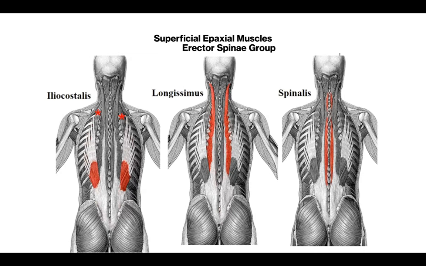Let's talk about that specific insertion point for longissimus. It's specifically the transverse processes of cervical and thoracic vertebrae, but also the mastoid process along the temporal bone. So you can see it is inserting along here, but also we have that insertion at the mastoid process. Again, that is on the temporal bone, and that is that projection hanging inferiorly right behind your ear.